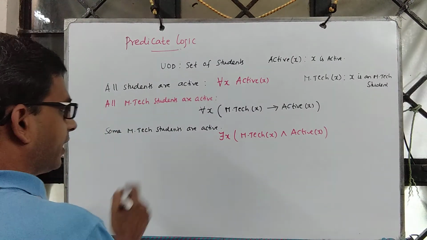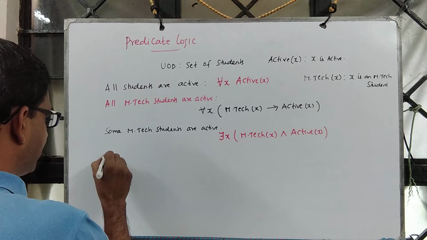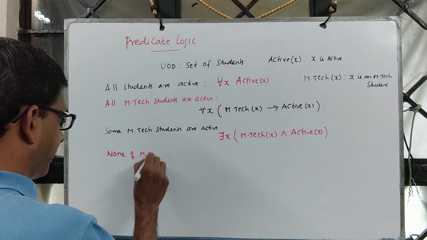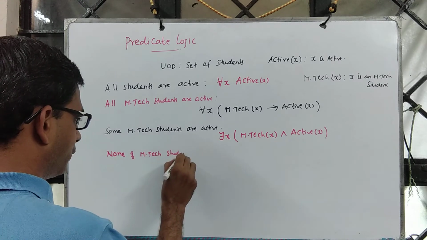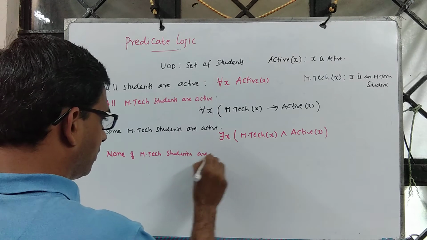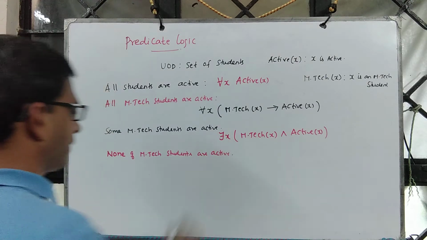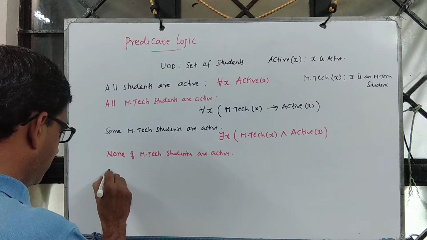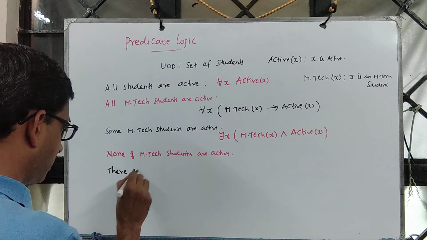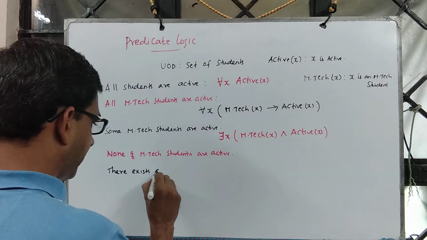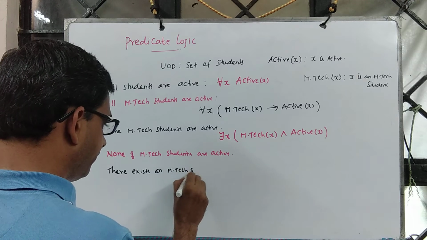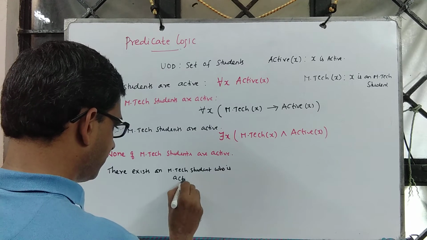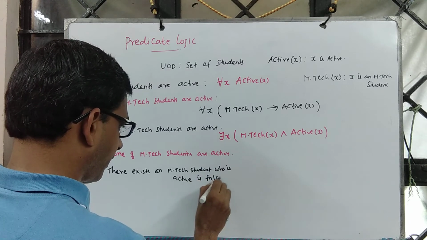Okay, on similar lines you can write other statements as well. None of the MTech students are active. It says none of them, which means there exists an MTech student who is active is false. Correct?